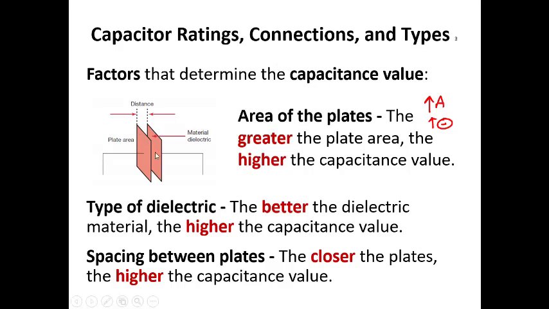The type of dielectric is very important. This is one of the key factors. The material between the two plates: better dielectrics, better capacitor. And then the next thing is the spacing between the plates. If you can get the plates as close as possible, you can also increase the capacitance.